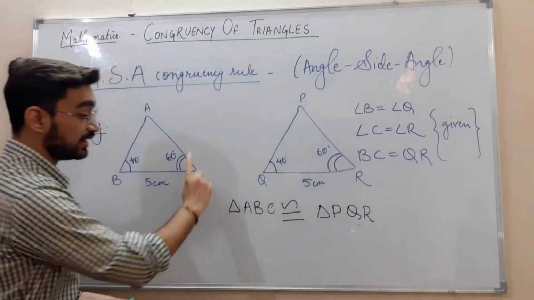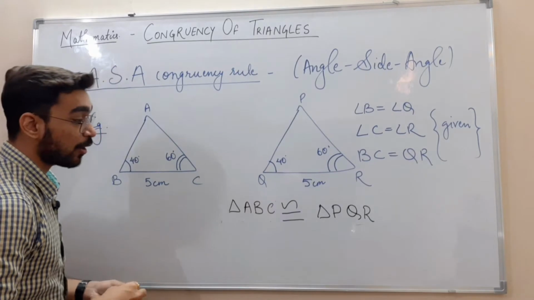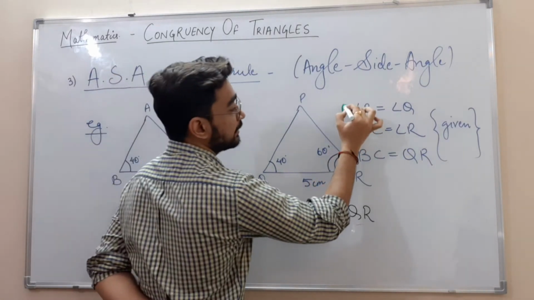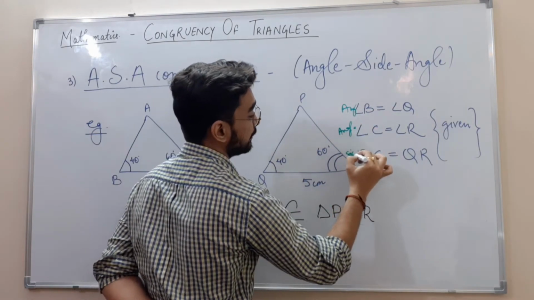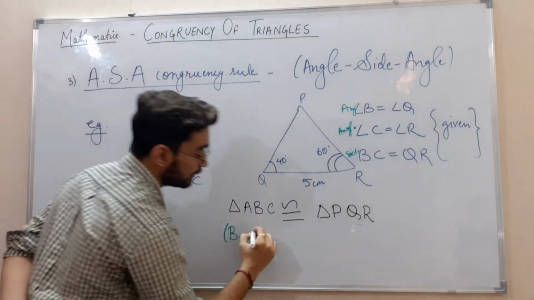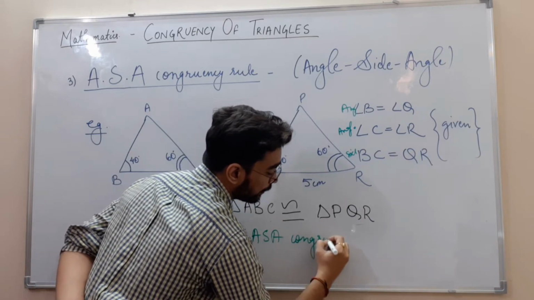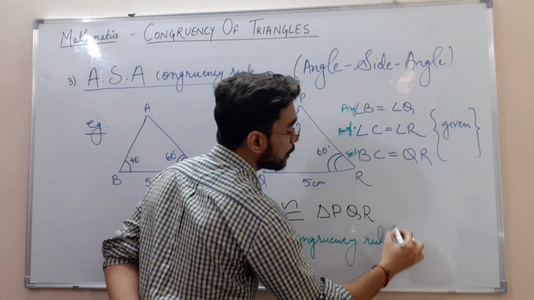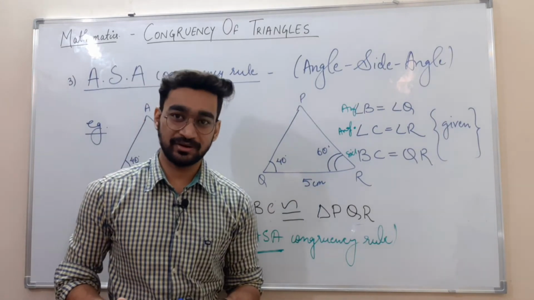So if triangle ABC is congruent to triangle PQR, by which criteria, how can we say that? By angle, side. Two angles and one side means ASA. By ASA congruency rule or congruency criteria. But writing this ASA is most important.